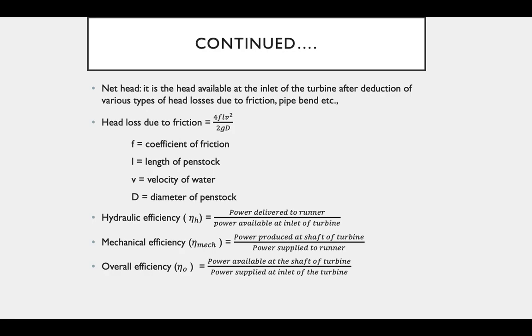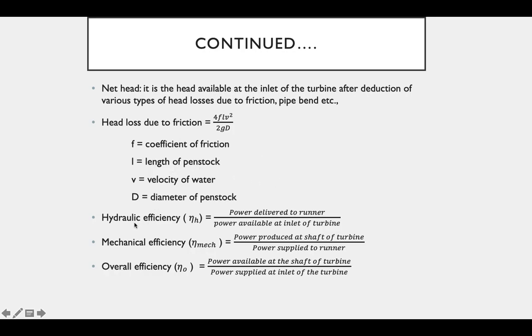Now certain terms related to turbines. One is net head. It is the total head that is available at the inlet of the turbine after reduction of various types of head losses, that is head loss due to pipe friction, pipe bend, etc. Head loss due to friction is given as 4FL V square by 2GD, where F is coefficient of friction, L is length of pipe, V is flow velocity, D is diameter of the pipe, and G is acceleration due to gravity. Now D is pipe, meaning penstock, because water will be flowing through this large pipe known as penstock.